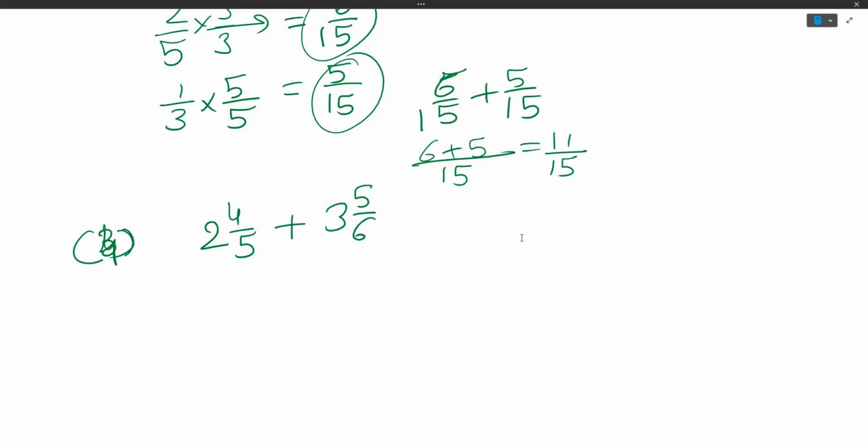Anvit, wrong. Your answer is not correct. Adya, write your answer in mixed fraction. It is correct. Adya, your answer is correct in improper fraction. But can you write it in the mixed fraction form? By dividing. Divide 199 by 30 and write the answer in quotient, remainder upon divisor form.